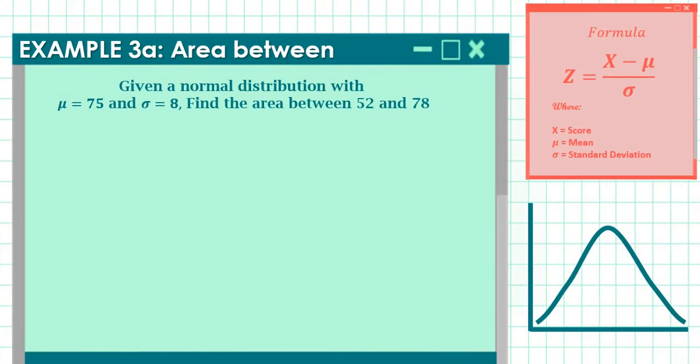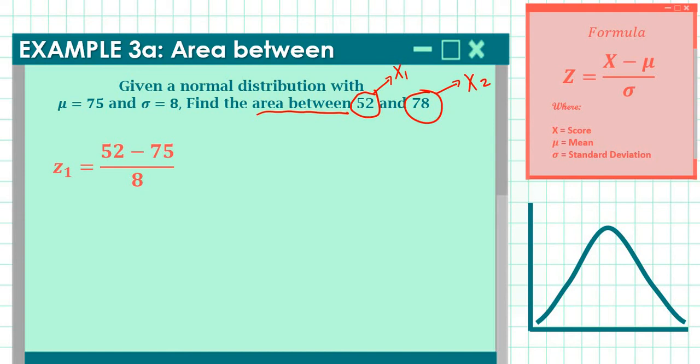For the last case, we will be solving for area between. And for the area between, we'll be given 2 scores. So mean is 75, standard deviation is 8. We are given 2 scores, 52 and 78. This will be our borderlines or interval. So since there are 2 scores, let's label the first one as x sub 1, the next one as x sub 2. We are solving for area between. That's why we are going to solve for 2 z's and to find 2 different areas or probabilities. Let's first substitute for z sub 1, wherein x sub 1 is 52.